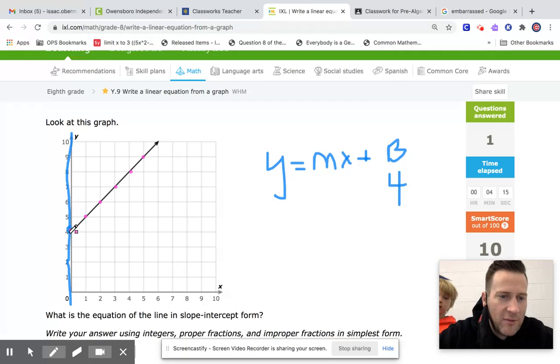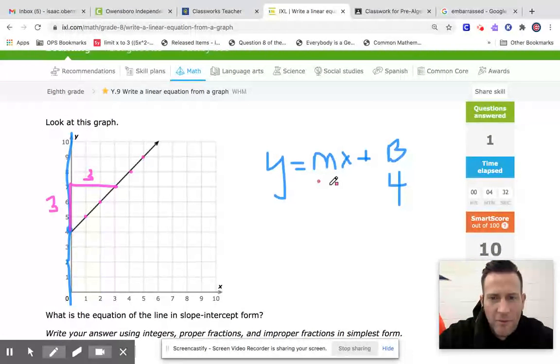I'm going to use the 4 here, and I'm going to go up and over. So how many did I do for my rise? I went up 3. 4 to 7 is 1, 2, 3. And I went over from 0 to 3, so I went over 3. So I've got my slope to be 3 over 3x, and it's going to be plus 4.